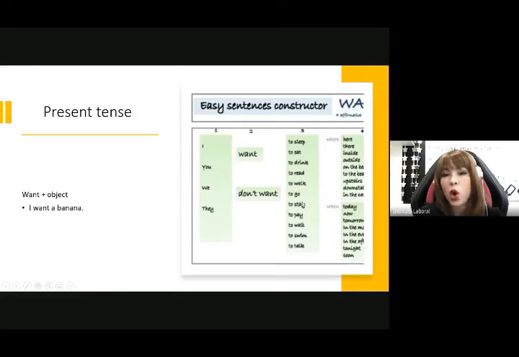I want to go. Or in the negative form, I don't want. You don't want. You don't want to stay. You don't want to pay. You don't want to wait. You don't want to talk.